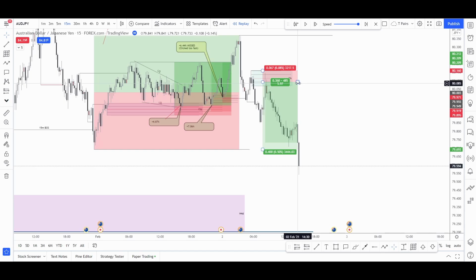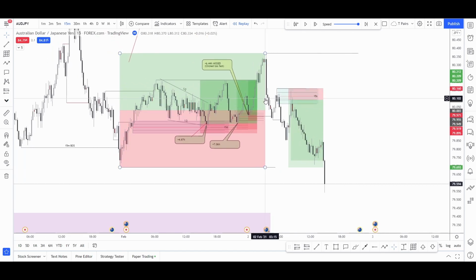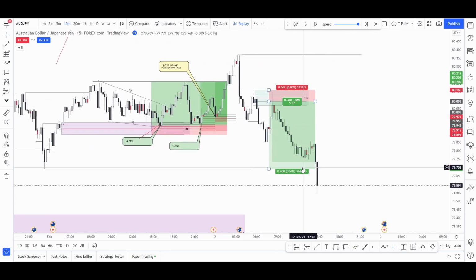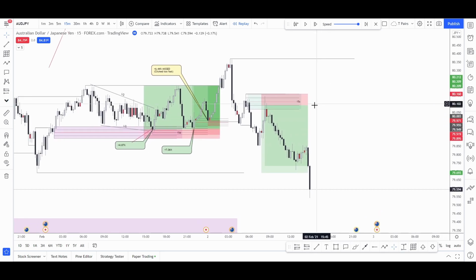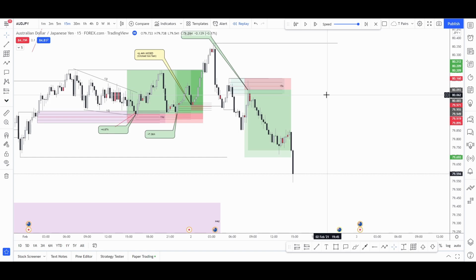Boom, there we go. So we get another win. That's not bad going at all. Okay, so let's get rid of this. That theory worked, which is superb. And then we get a nice little move down as well. Superb. Right, okay, let's mark that up. 5.97. Brilliant. Okay, so there's another win. That's looking pretty sweet at the moment.